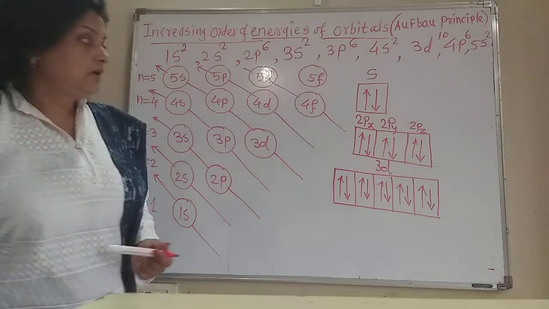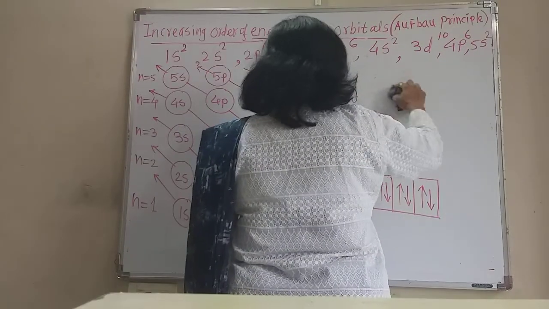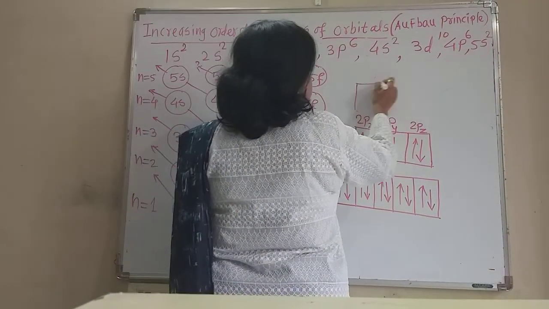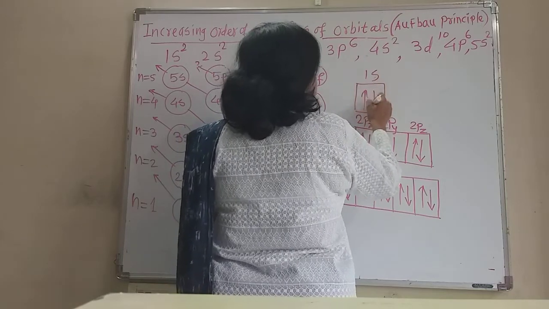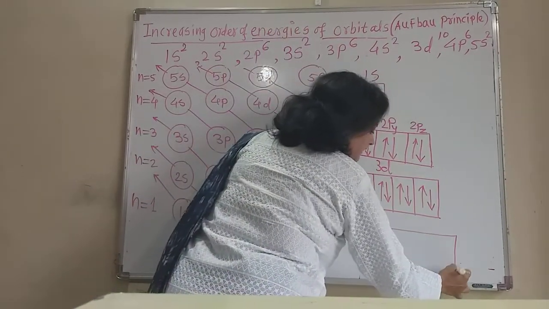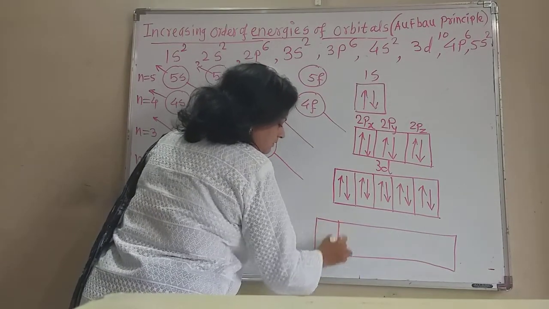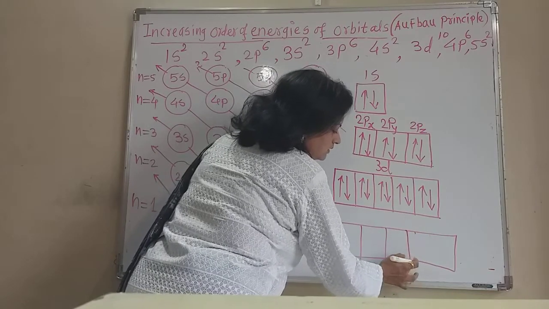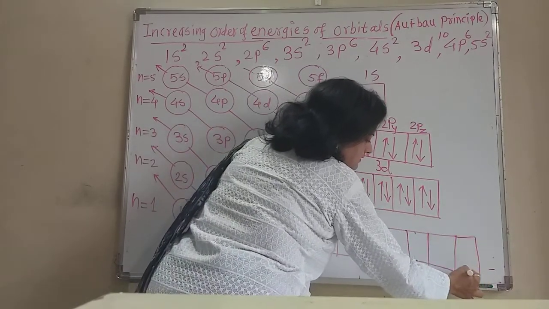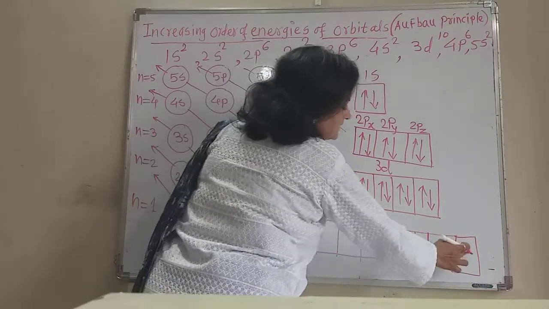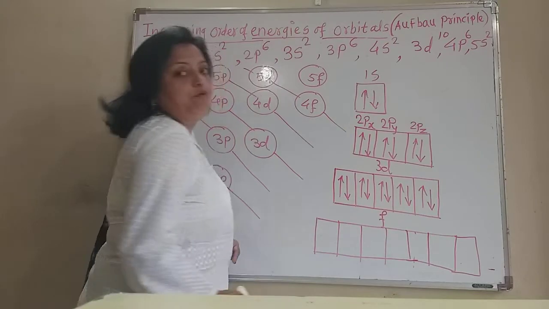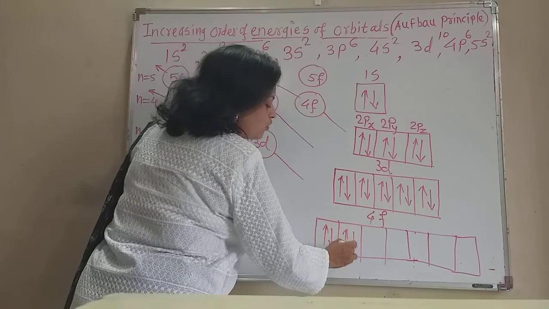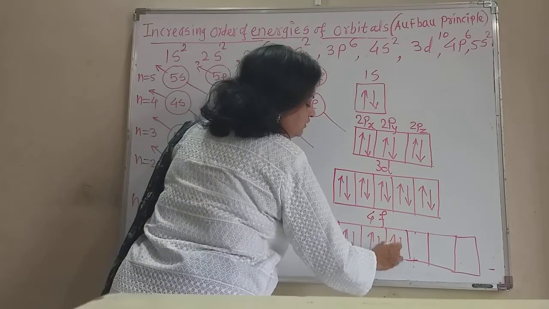Now the f orbitals have 14 electrons in them. In f orbital there are 14 electrons. Suppose this is the s orbital, I write here 1s. Now see the f orbital. It contains 7 orbitals: 1, 2, 3, 4, 5, 6, 7. And suppose this is any f orbital, suppose it is the 4f orbital. Now it accommodates a maximum of 14 electrons.